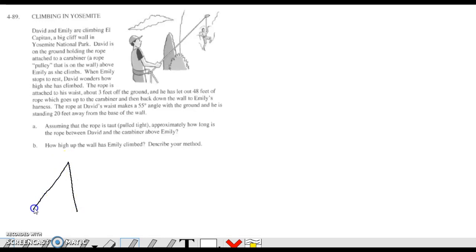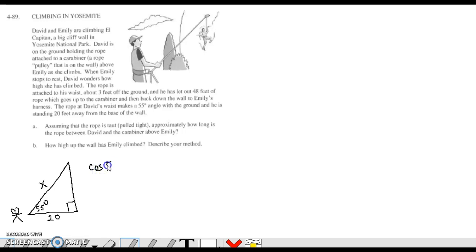So again, I want to set up a quick little triangle, right? So again, this is the wall. David is down here, right? There's a 55 degrees right here. And 20 feet is where he's standing away, and we want to know how long is the rope between David and the carabiner. So again, David, carabiner, so we're going to put a little x right here. So we're going to set up our equation.